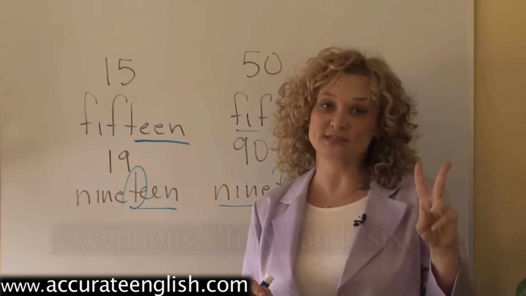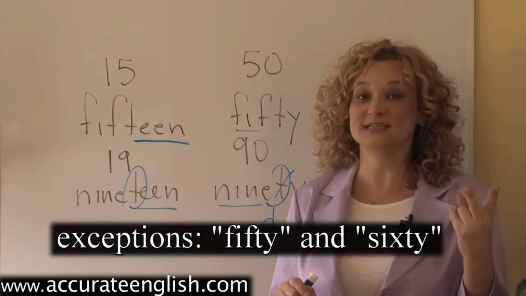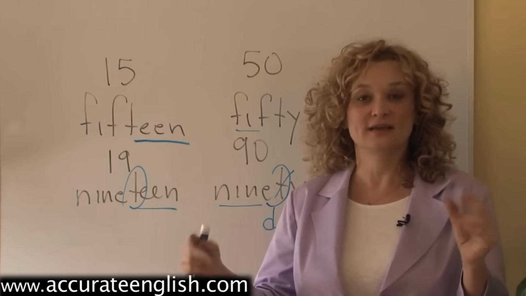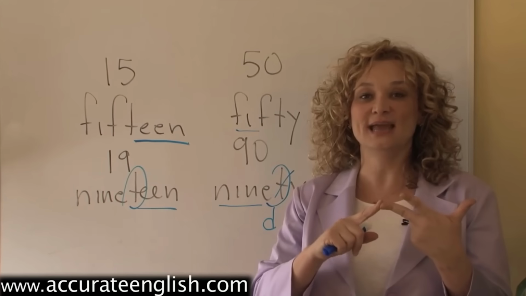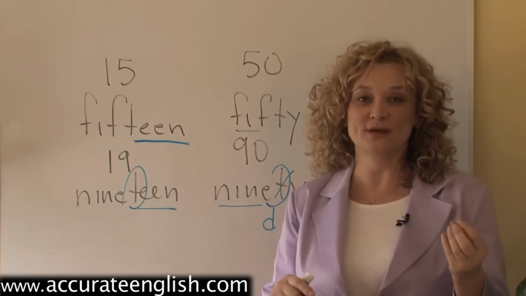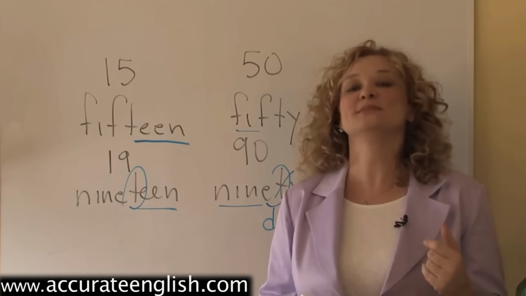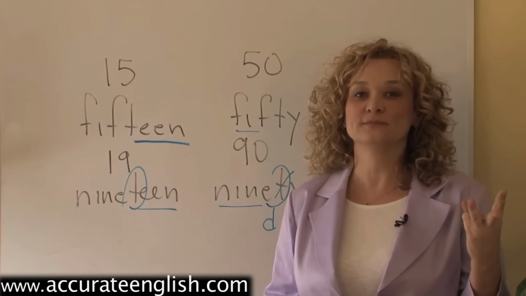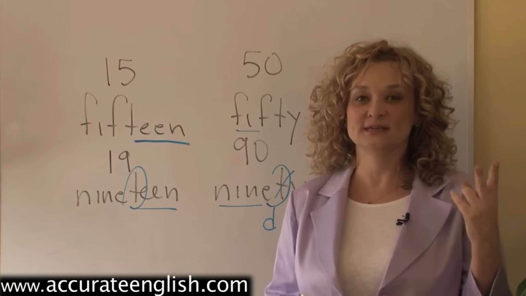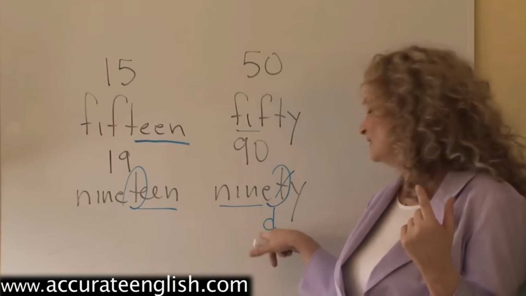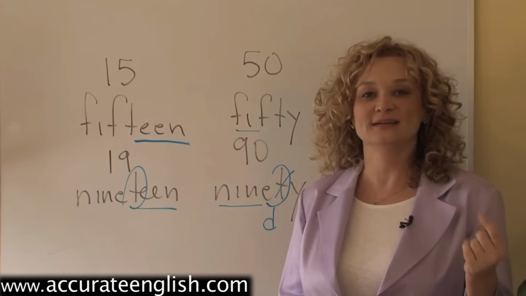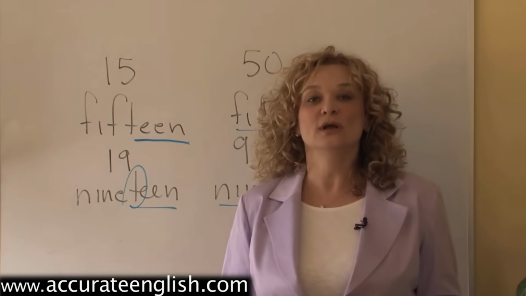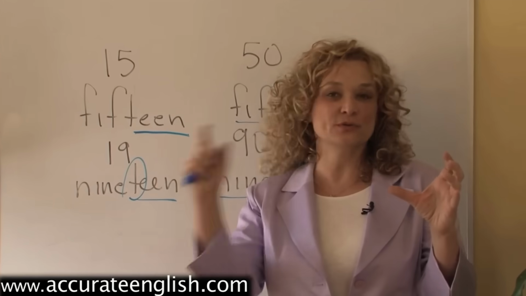There are 2 exceptions. That's number 50 and number 60. 50 and 60 we pronounce T. 50, 60. And the rest of them, 70, 80, and 90, we pronounce D. So let's practice them again. 20, 30, 40, 50, 60, 70, 80, 90.